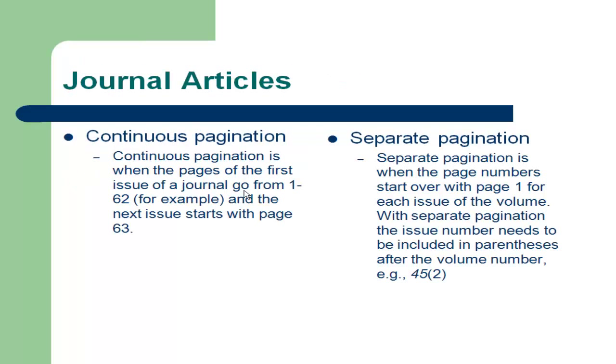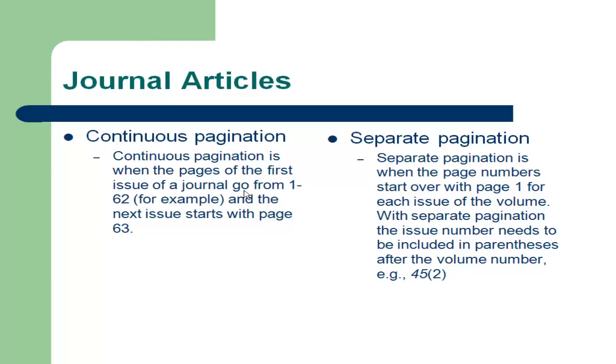Journal articles, when you're citing in APA style, mostly you'll be using scholarly resources, though obviously not always, but more often than not, APA style is looking at scholarly works. And journal articles are where those works are going to be found. Journals break up into two different kinds. There are journals that are continuously paginated, and there are journals that are separately paginated.